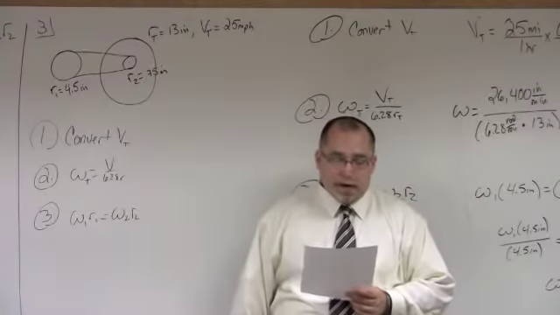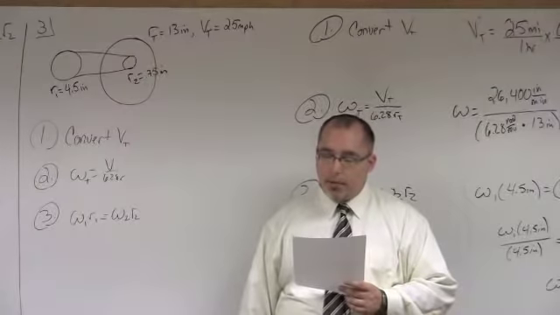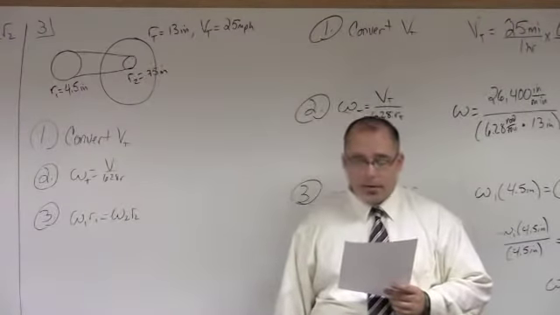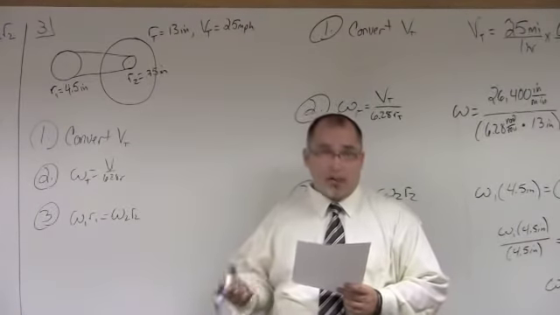And it says a cyclist is traveling 25 miles per hour on a bike with 13-inch radius tires. The gear of the rear tire has a radius of 0.75 inches, while the front gear has a radius of 4.5 inches. Basically, what I'm going to ask you to do is find out how fast the cyclist is pedaling.